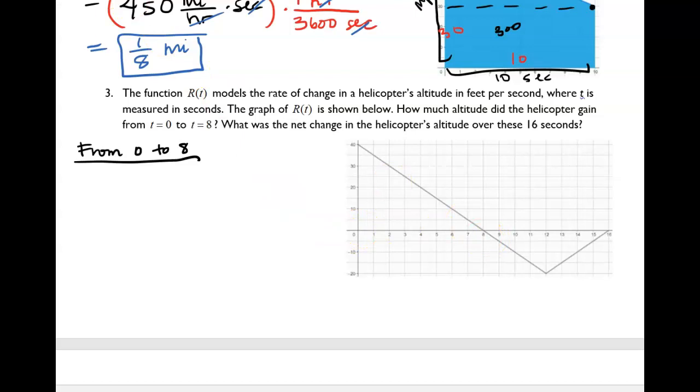So from 0 to 8, I have this triangle here. And so I have 1/2 my base times my height. My base is 8 seconds. My height is 40, and those units there were feet per second.